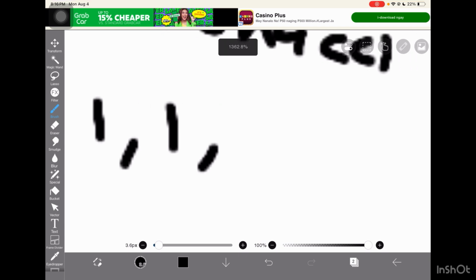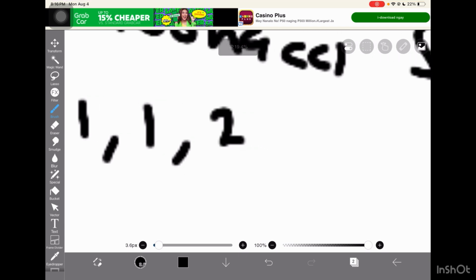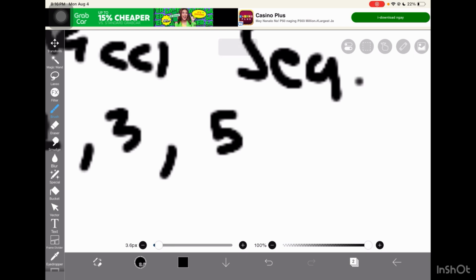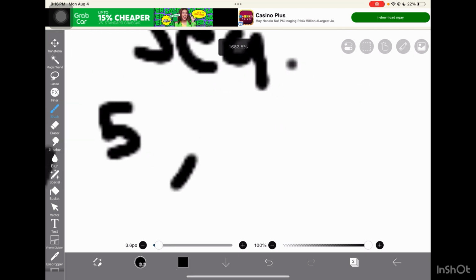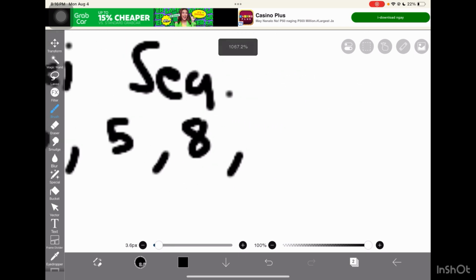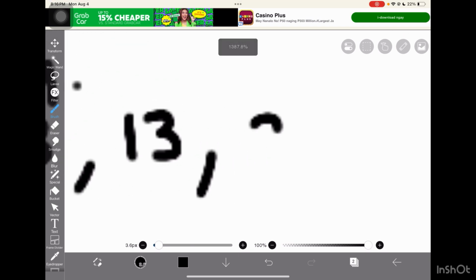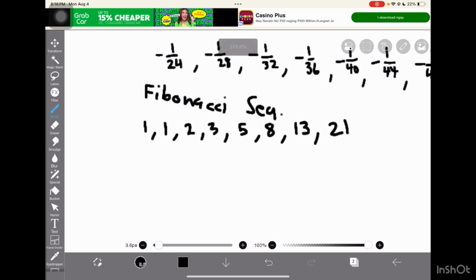So we do 1 plus 1 is 2. 1 plus 2 is 3. 2 plus 3 is 5. 3 plus 5 is 8. 8 plus 5 is 13. 13 plus 8 is 21, and so on and so forth. Now, what can we do to find, let's say, the nth term? So assuming it's like this, it's like this, right?